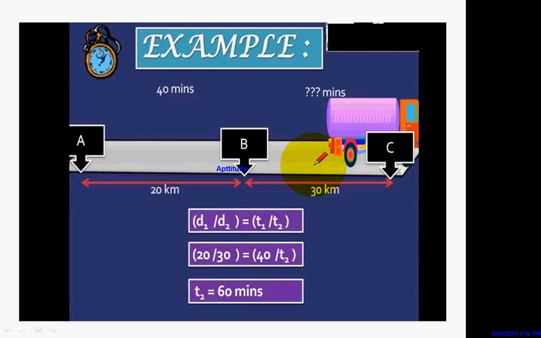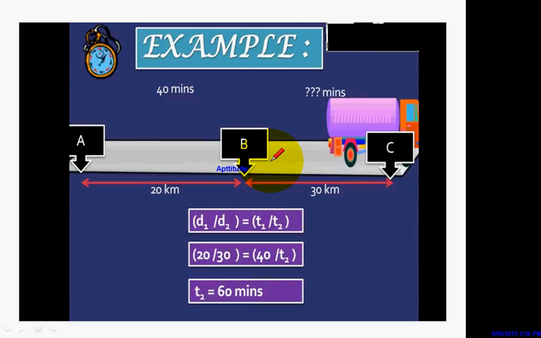Similarly, from point B to point C, the same truck is traveling. Now the truck is at point B. From here it has to reach the final destination, that is C. Now the distance between this intermediate point B and the final point C is given as 30 kilometers, and we need to calculate the time taken by the truck to travel this distance, that is from point B to C. Is it clear? I think this diagram is very clear.